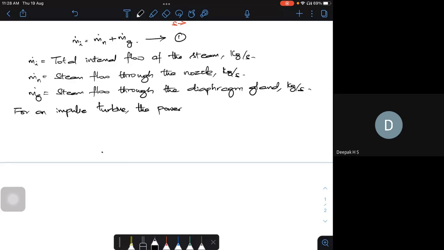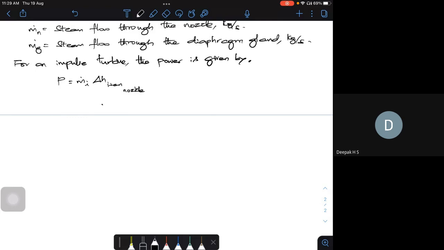power is given by, okay, this is the equation. If I call this P, this is the power. This will be equal to the mass flow rate that is flowing, multiplied by delta h, that is the isentropic enthalpy drop. So this is with respect to only the nozzle, the expansion that's taking place only. This is a pure impulse.